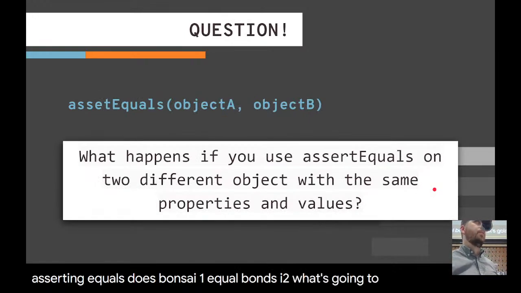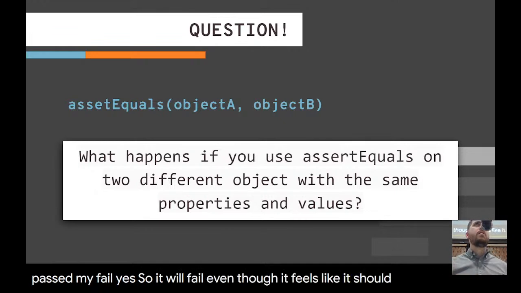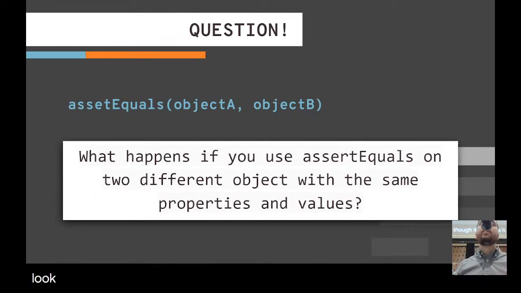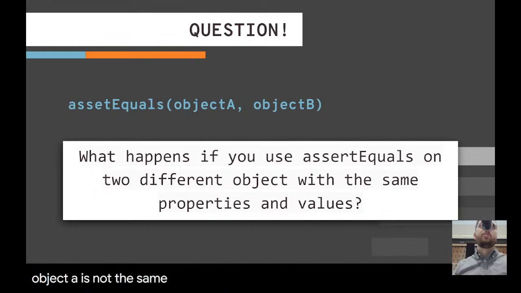What's going to happen? Is the test going to pass? Is the test going to fail? Yes. Great answer. So it will fail, even though it feels like it should pass, because the objects look the same, but they're located at different places in memory. And so therefore, object A is not the same as object B, and therefore the test will fail.